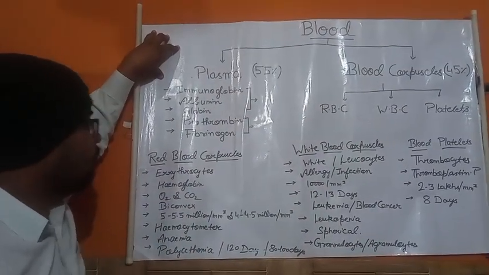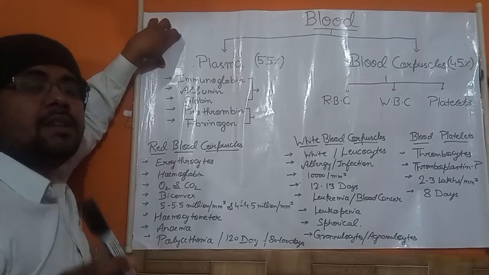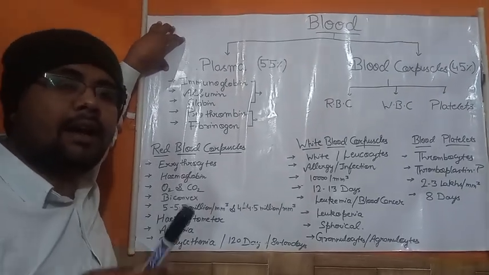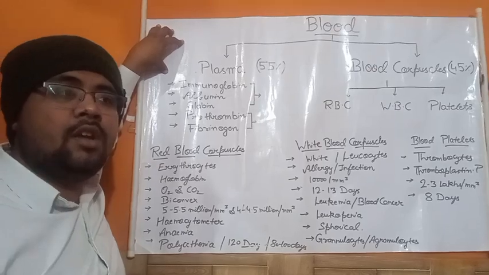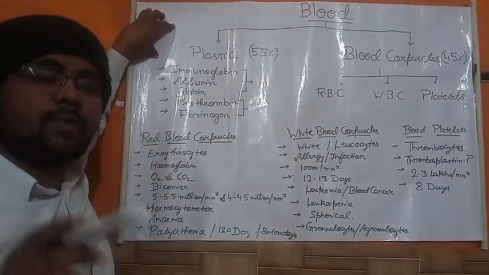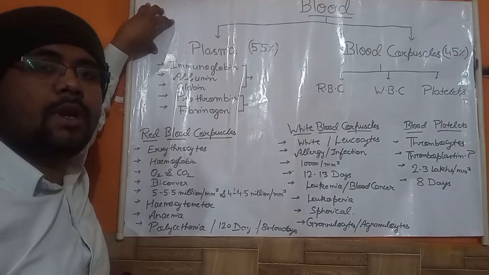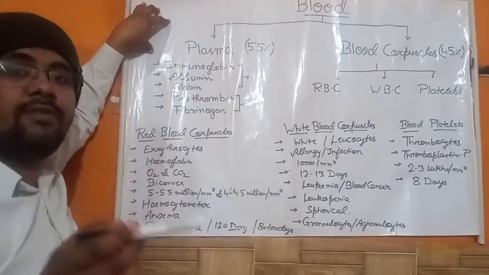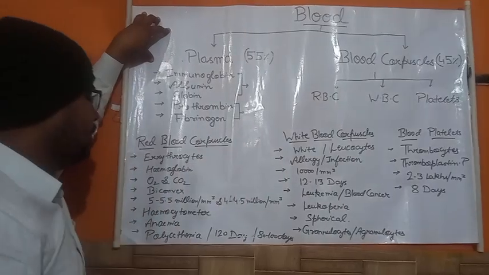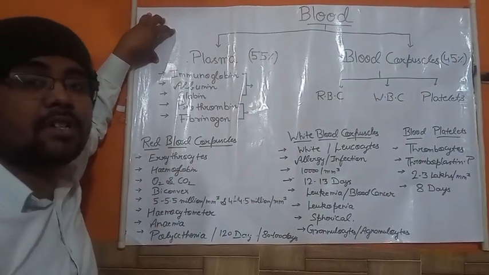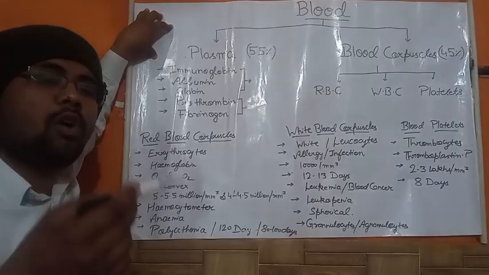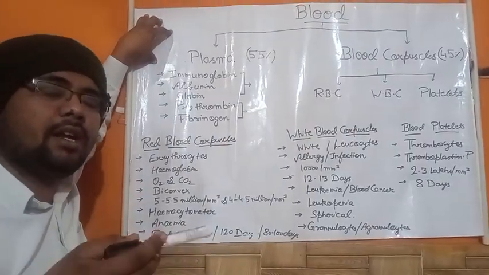RBC is red in color. Who is responsible for the red color in RBC? Hemoglobin is responsible for RBC being red in color. What is the main function of RBC? The main function of RBC is to transport oxygen and carbon dioxide in our body.